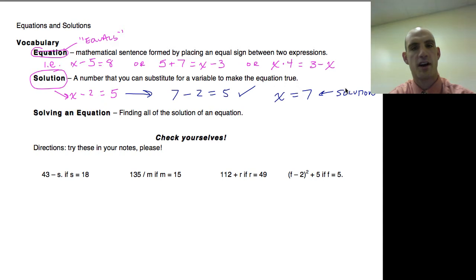Solving an equation is finding all of the solutions of an equation. So up here, that was solving the equation. We found out that x was equal to 7, so we found the solution.